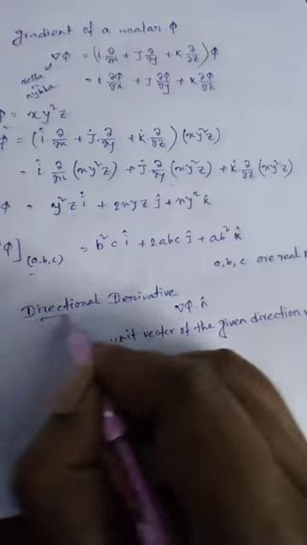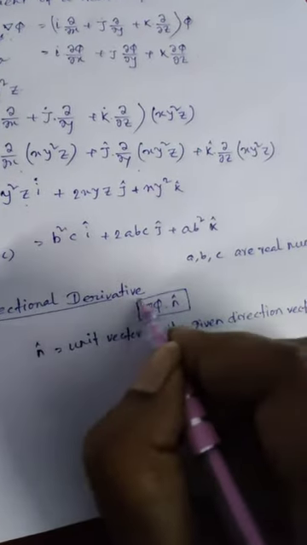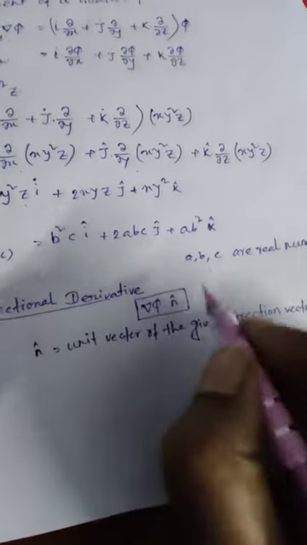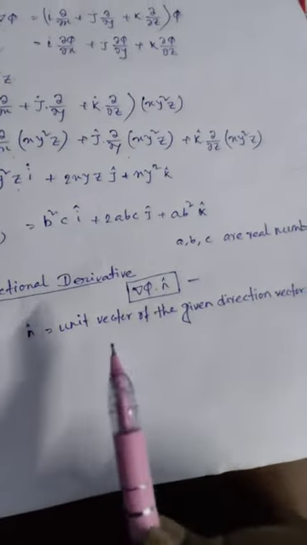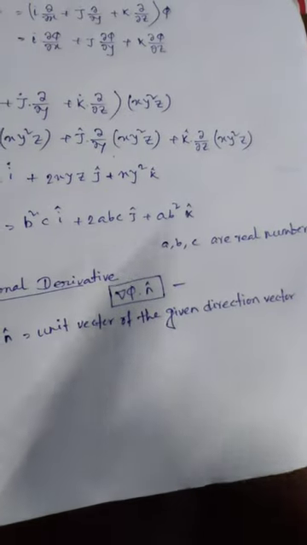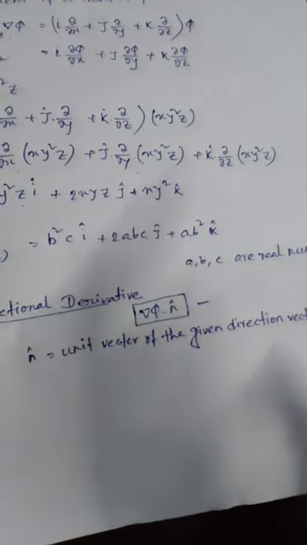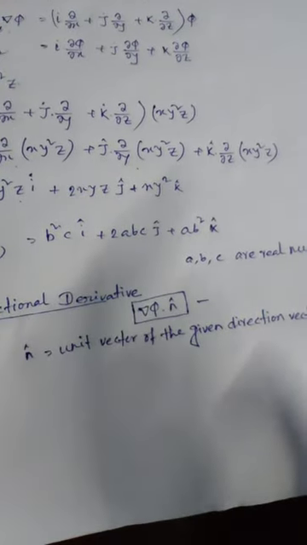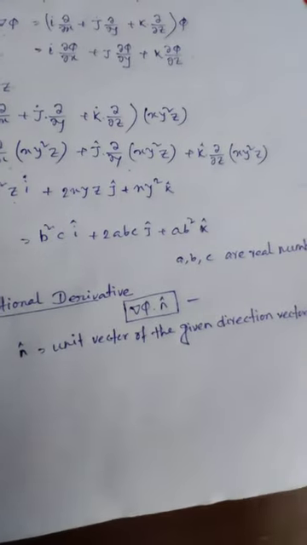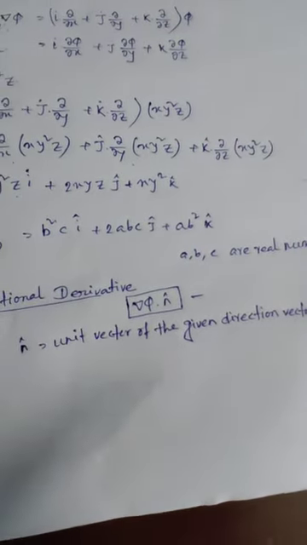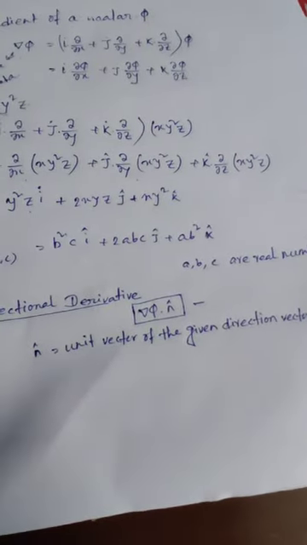And now I will discuss how we can find the directional derivative of a scalar function. The directional derivative of a scalar function is defined by grad phi dot n cap. Now the question is, what is n cap? This n cap is the unit vector of the given direction vector. Actually, we have to find the directional derivative in the direction of some vector at a given point. So now I will show you how we can find the directional derivative with one example.